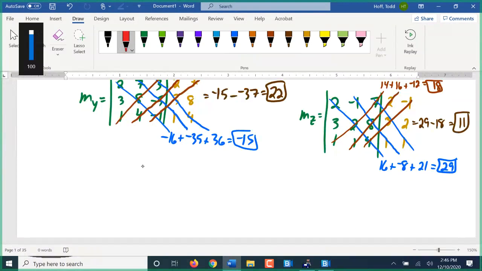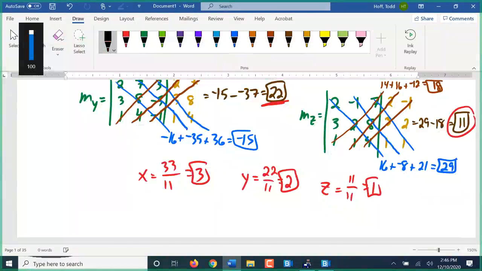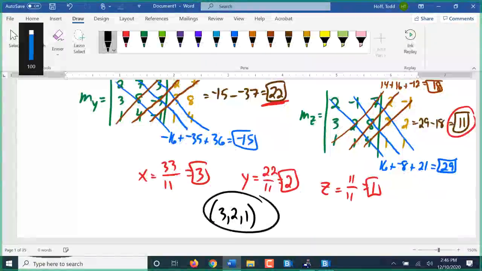So X was the X determinant of 33 over the base matrix determinant of 11, which is 3. Y was the Y matrix determinant of 22 over the base matrix of 11, which is 2. And Z is the Z matrix determinant of 11 over the base matrix determinant of 11, or 1. So the solution here, X is 3 when Y is 2 and Z is 1. Any questions on those?